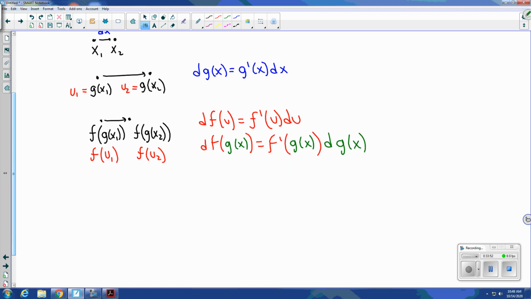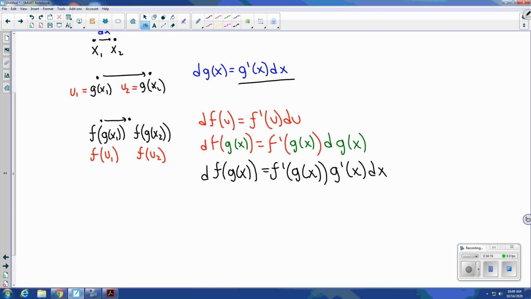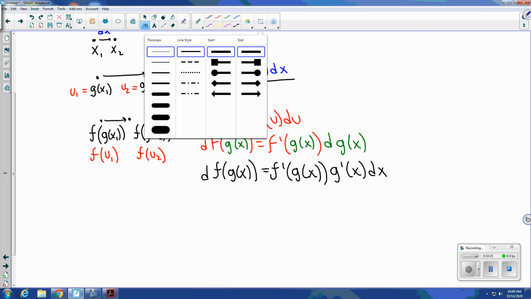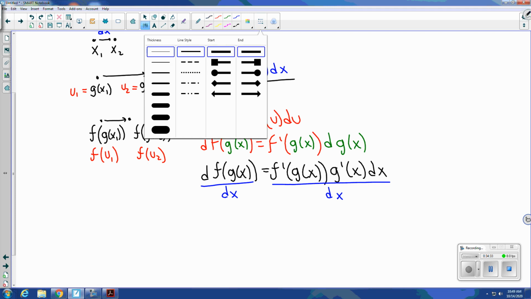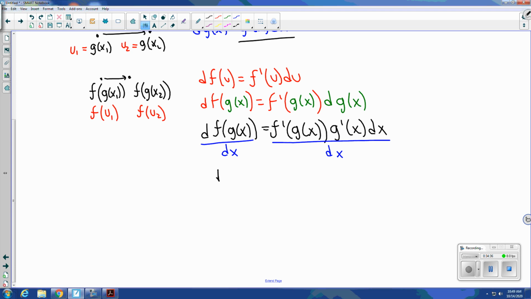But wait, we can do more, because we know how to represent the differential for g of x. To create this line, the differential of f composed with g is equal to f prime composed with g times, and again, what's d of g of x, but rather g prime of x dx. Now, we divide both sides by the differential for the initial input to the composition, which is dx. And we will get something that looks familiar. And that familiar look will be the formula for the chain rule.